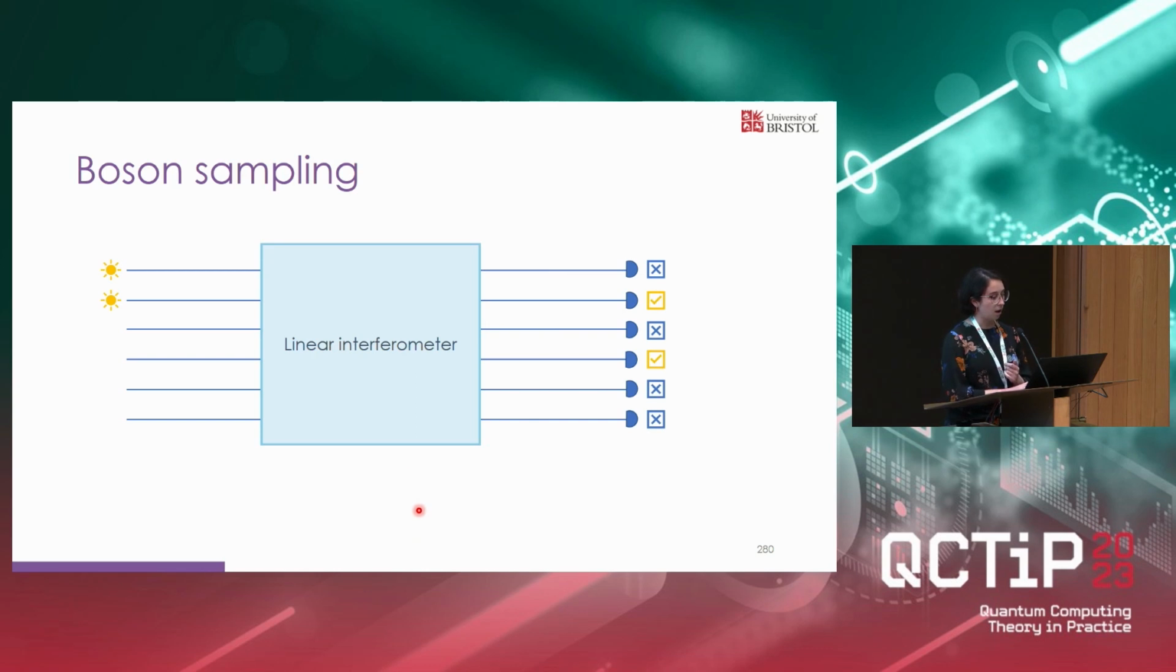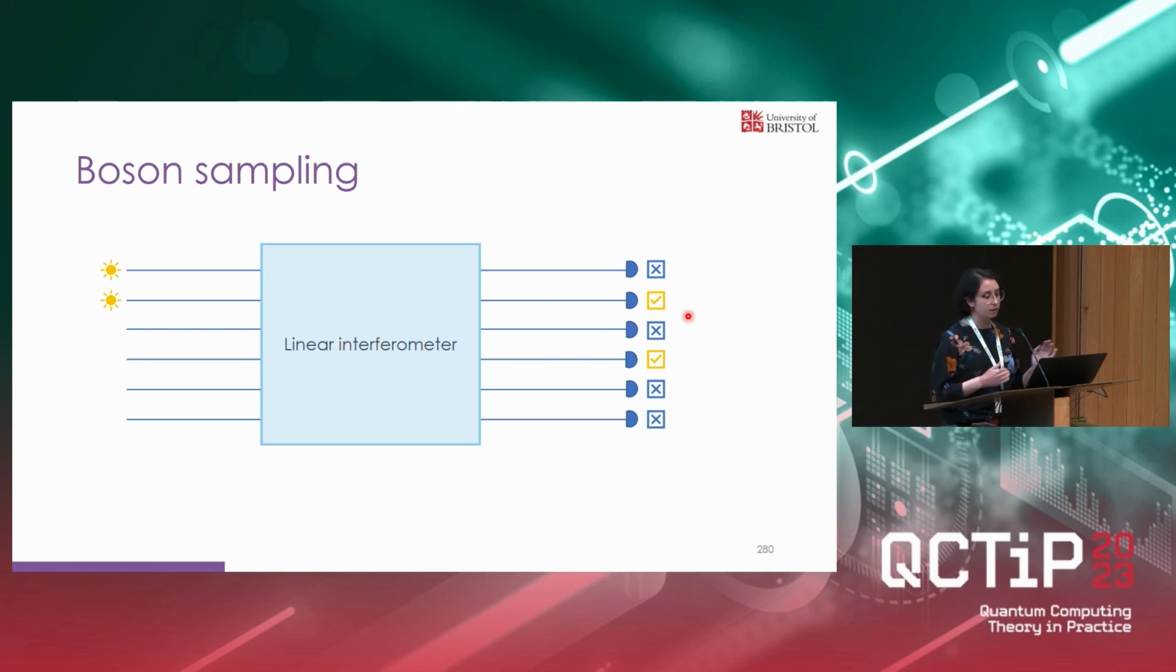So instead, we have a passive linear interferometer, and that means there's no measurement and feed-forward, there's no active elements. We start with individual photons, we fire them into our linear interferometer, which applies some unitary, and then we make photon number resolving measurements at the end, and we come out with a click pattern, some measurement pattern that tells us where our photons ended up.